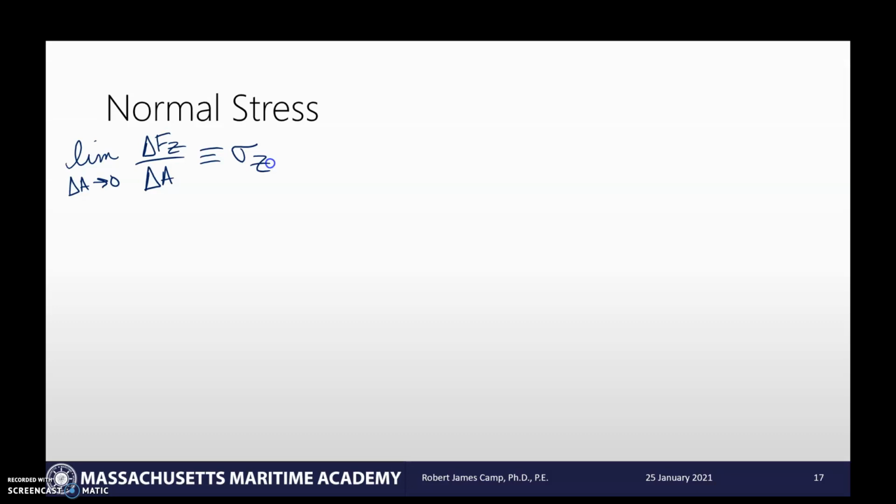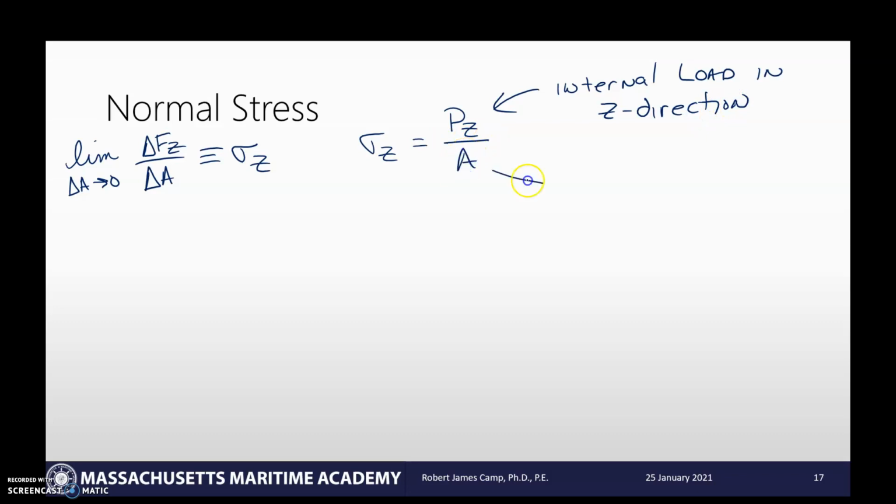So in more general terms, we'll say that sigma z, or x or y, it doesn't really matter, it's all the same, is going to be Pz, which is the internal load in the z direction, divided by the cross-sectional area over which it's acting. The important word here is internal load. So we need those internal forces.